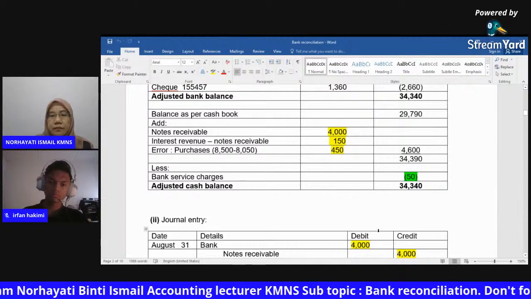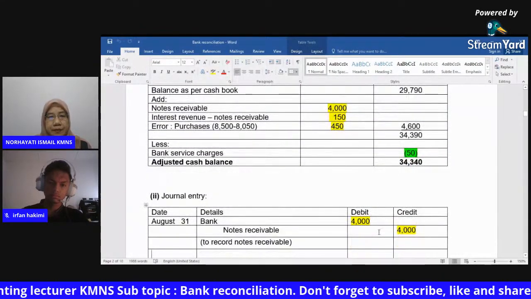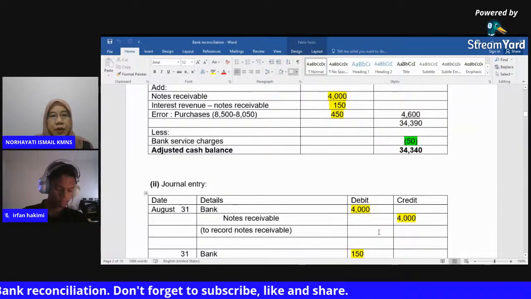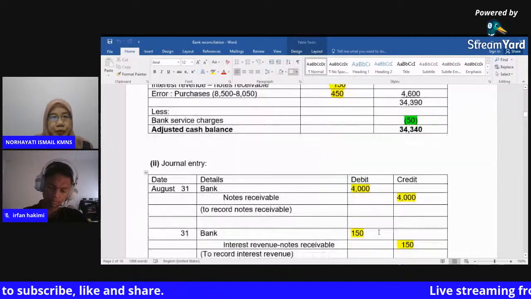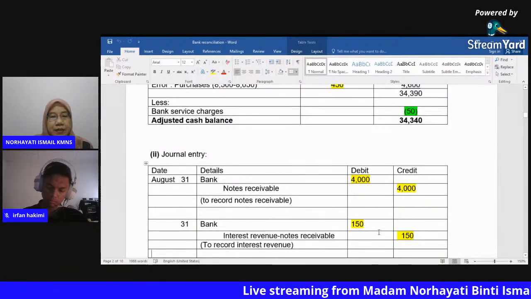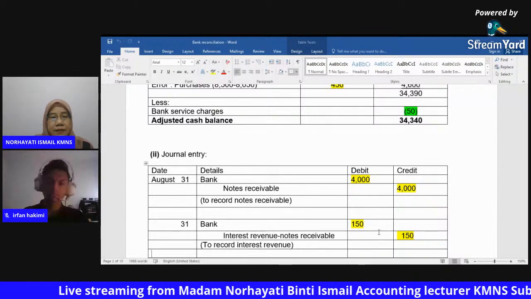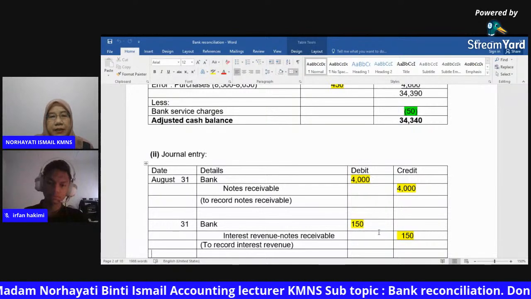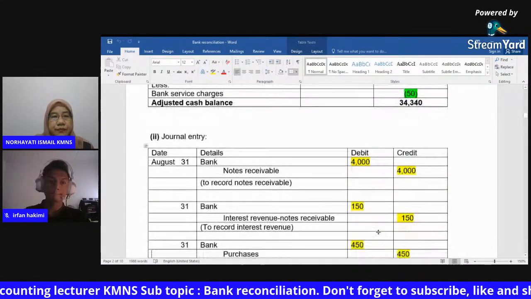Number one, debit bank, credit notes receivable. The amount is 4,000. So record notes receivable. Number two, debit bank, credit interest revenue. That one is revenue. The amount of asset, that is bank, increases, and for revenue increases, the amount is 150. So to record interest revenue.